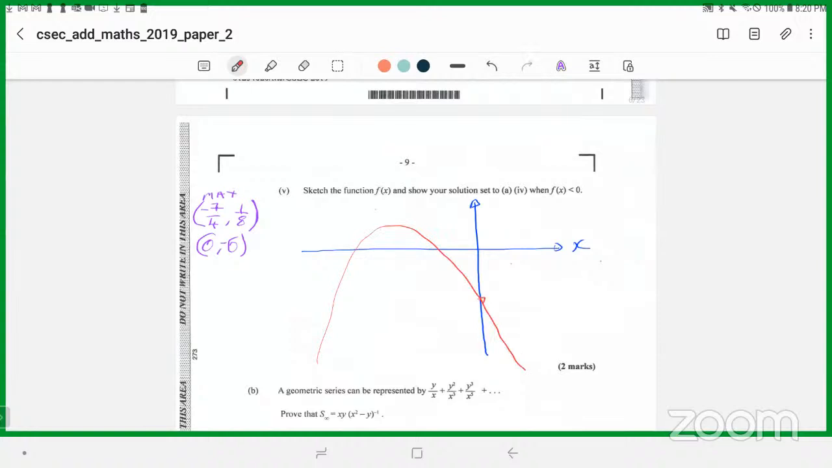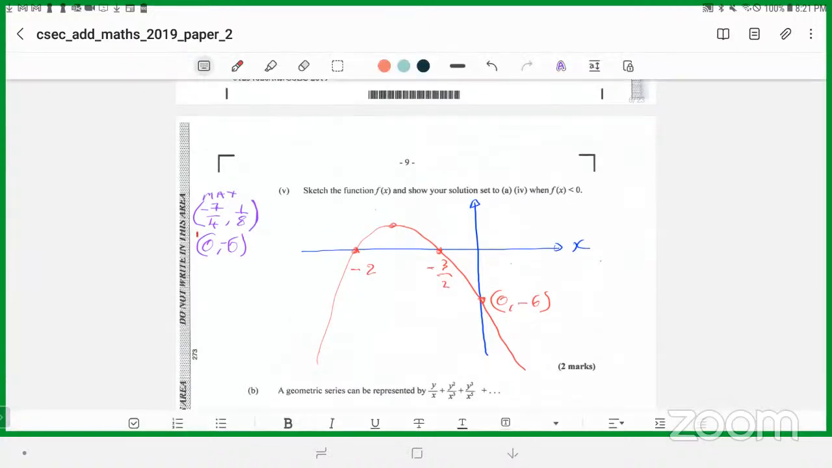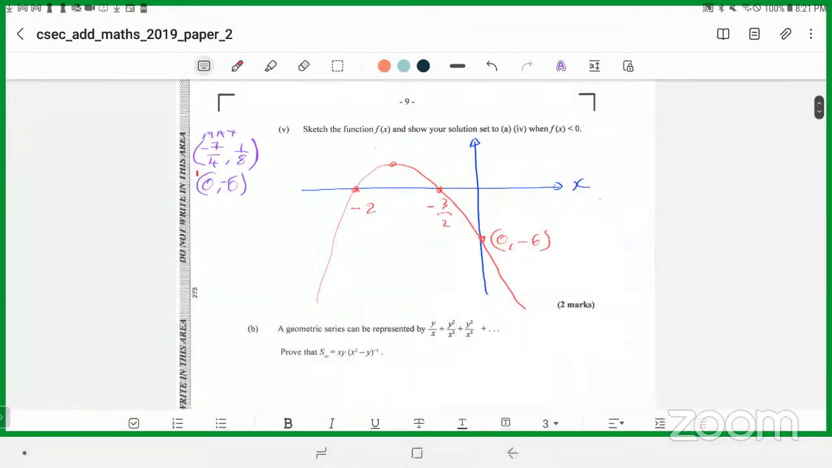So this is the y-axis intercept, 0, negative 6. These are the two roots, which I put in right now. The negative 3 over 2 is closer to the y-axis than the negative 2 down here. This is the maximum point, negative 7 over 4, 1 over 8.